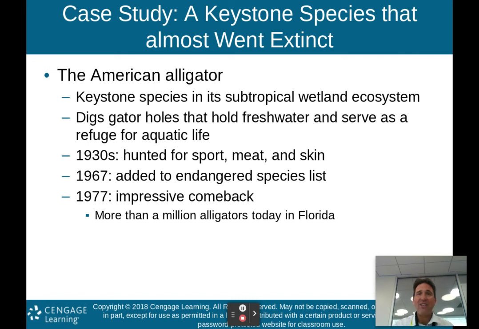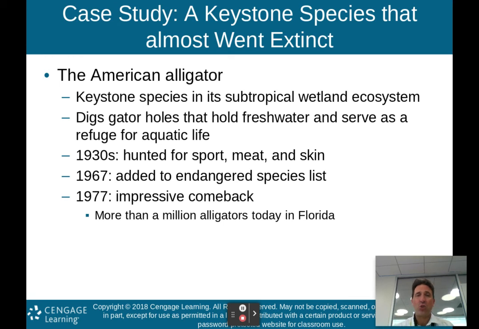One of the case studies talks about this keystone species that almost went extinct. The alligator is a keystone species in its subtropical wetland ecosystem. It digs gator holes that hold fresh water and serve as a refuge for aquatic life. In the 1930s, they were hunted for sport, meat, and skin. In 1967, they were added to the endangered species list.